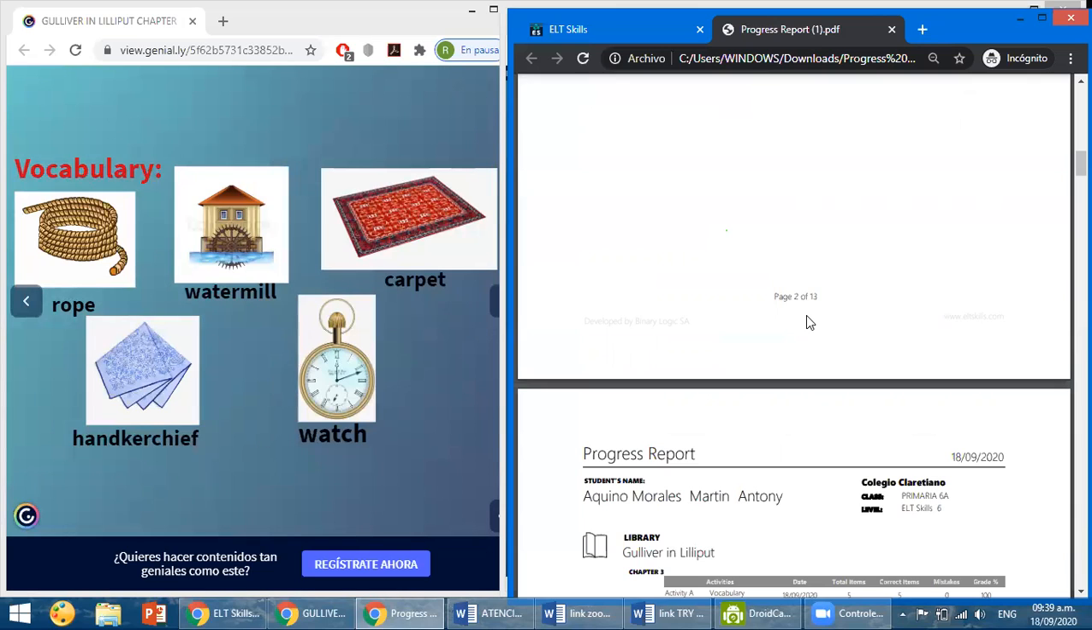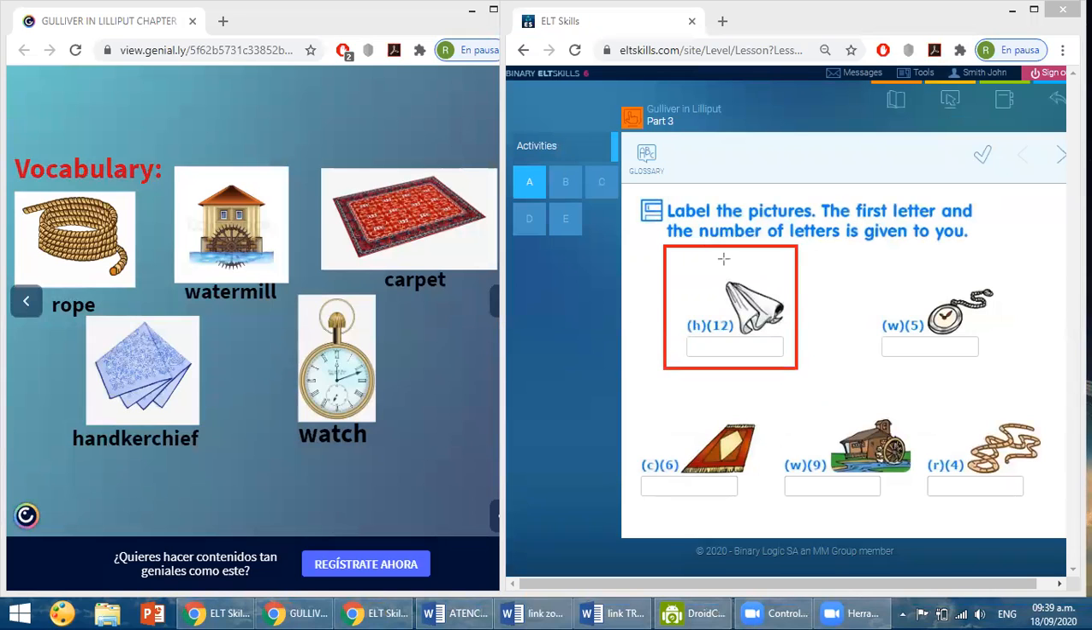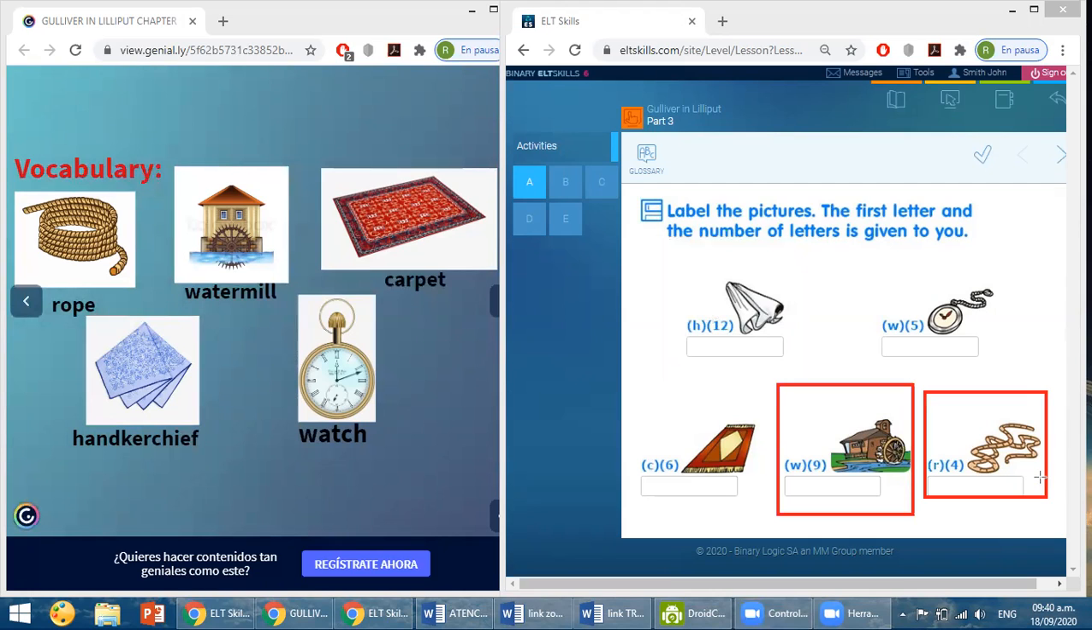Okay, help me, please. Help me to complete this very fast. What is the number one? What is this picture? What is this? Tell me, please. Handkerchief. Good. The second picture, what is this? Watch. Very good. A watch. The next, what is this? Carpet. Carpet, very good, Fabricio. And the next picture? Watermill. Rope. Very good. Easy, huh? This is easy. Now, activity B.